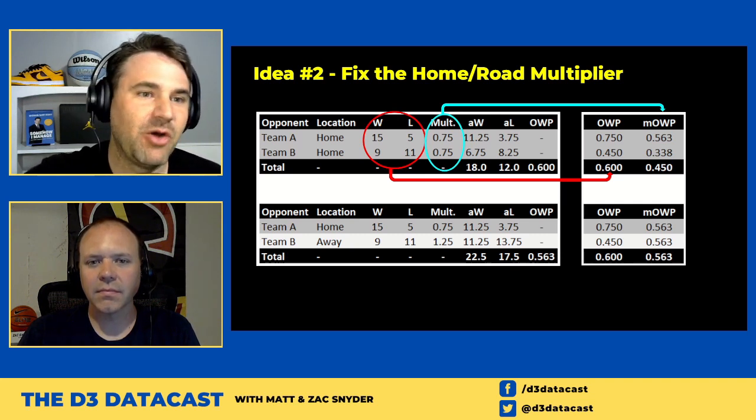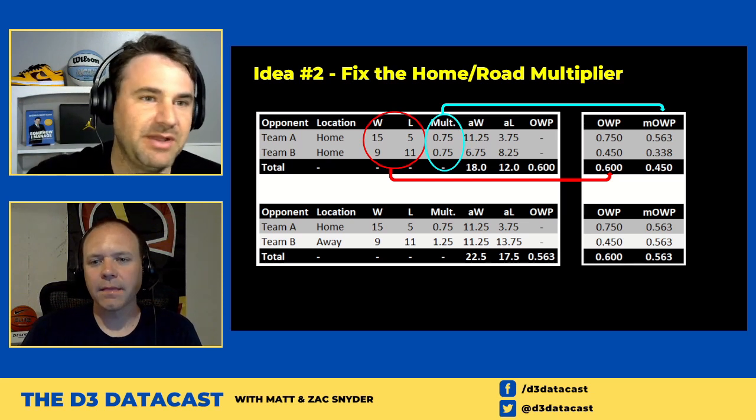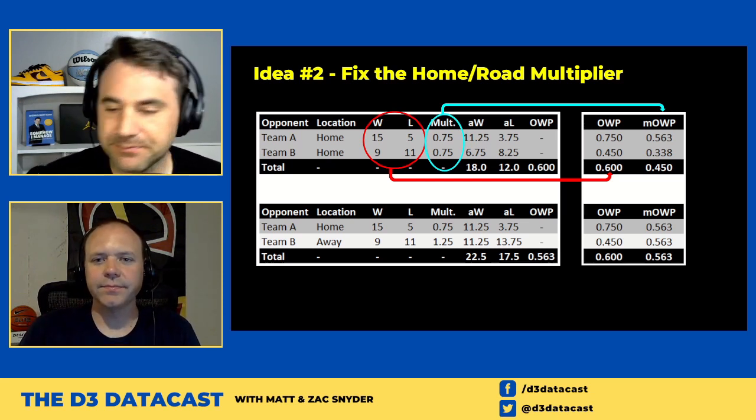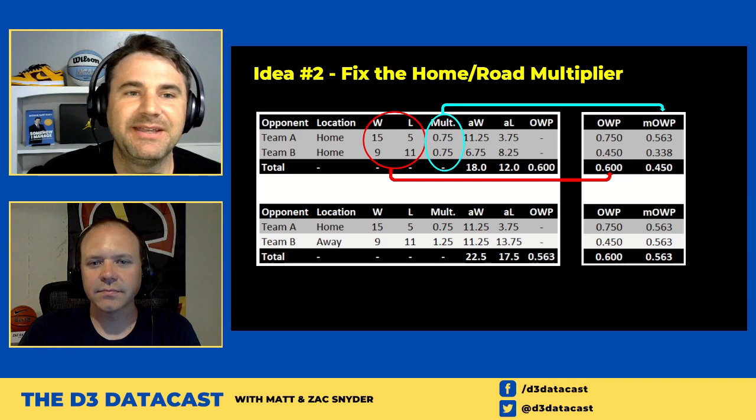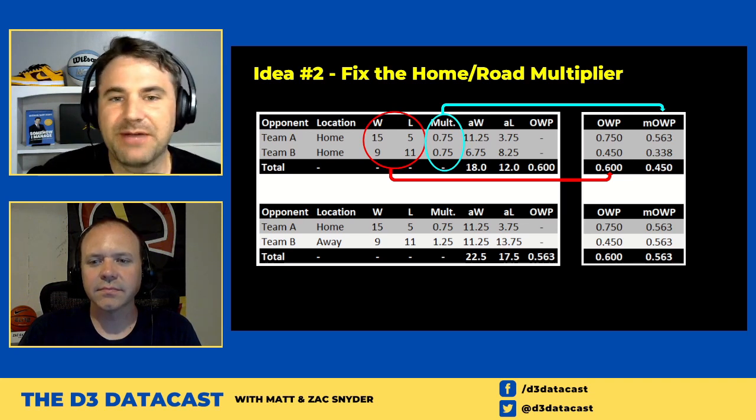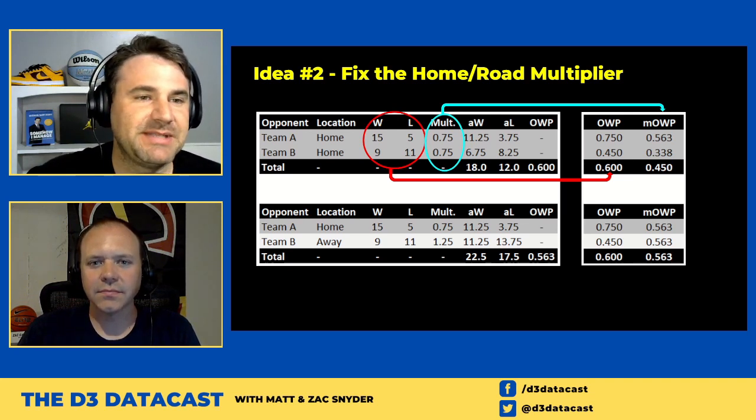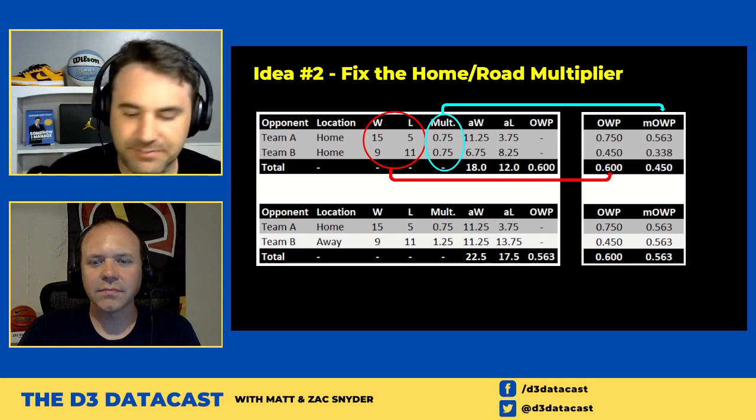If 100% of them were at home or 100% of them on the road, the multiplier would just wash out. And I don't think that's intended. But that's the way that the math currently works out. So I think we need to fix this implementation, and I think we need to tweak the values, and that's idea number 2.